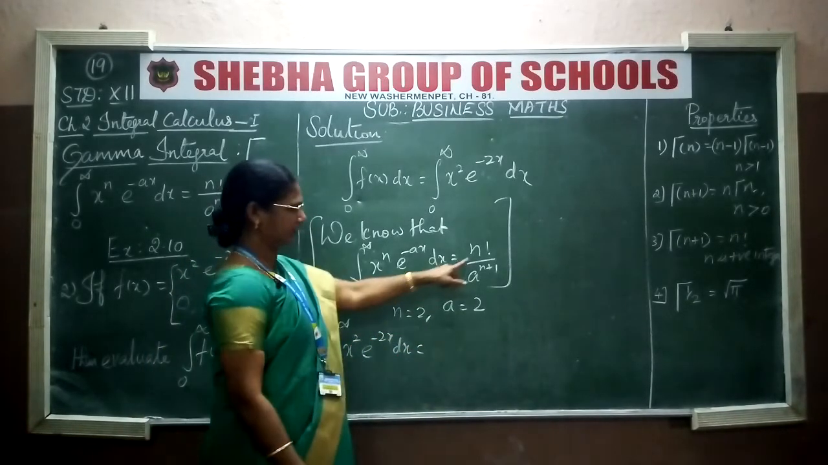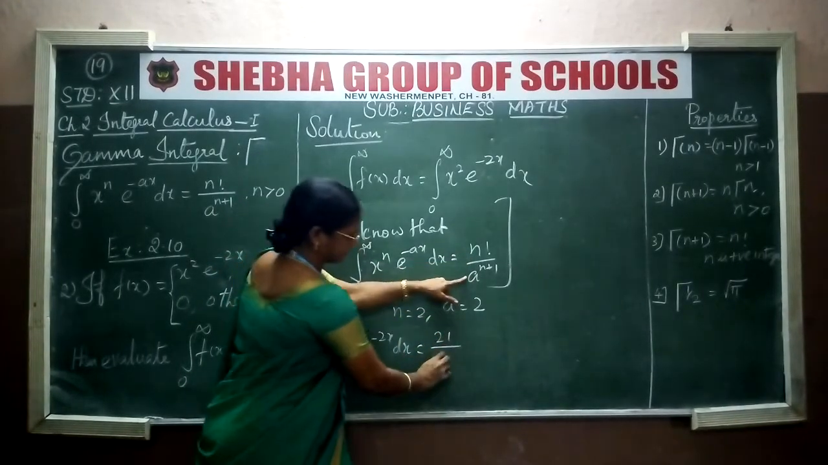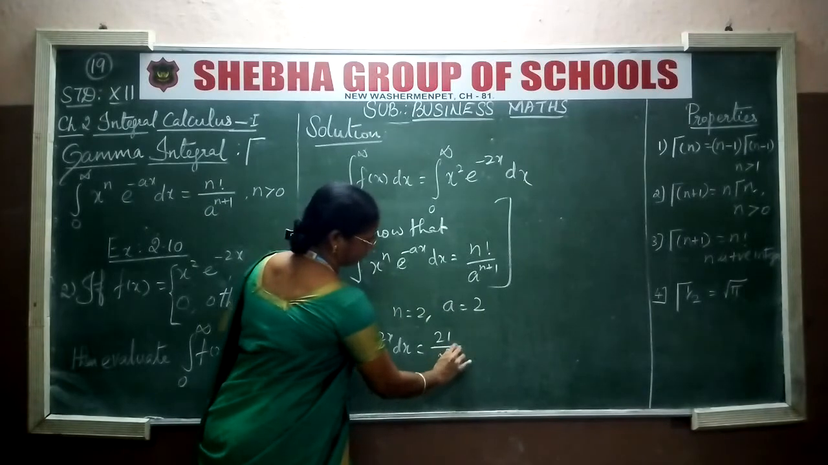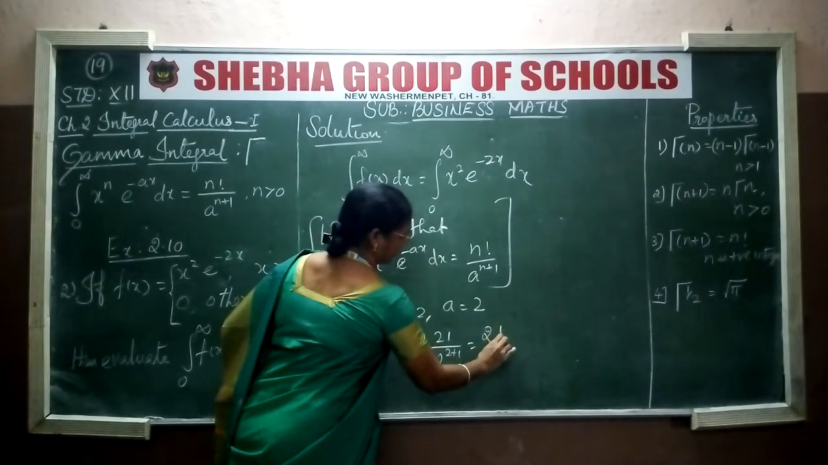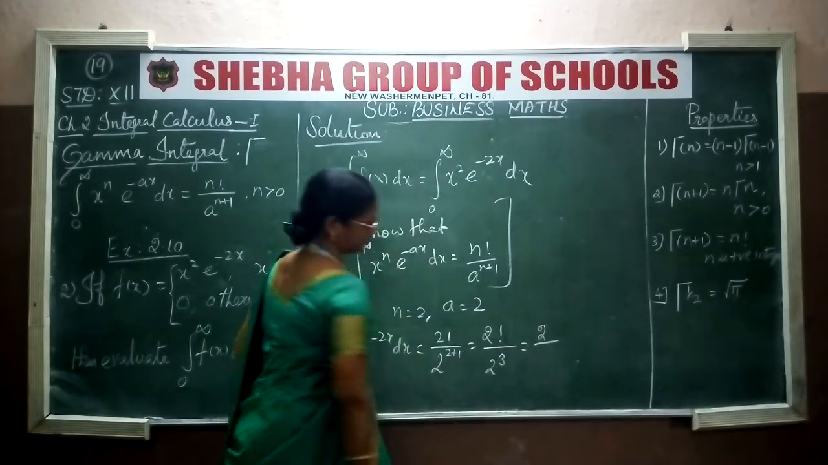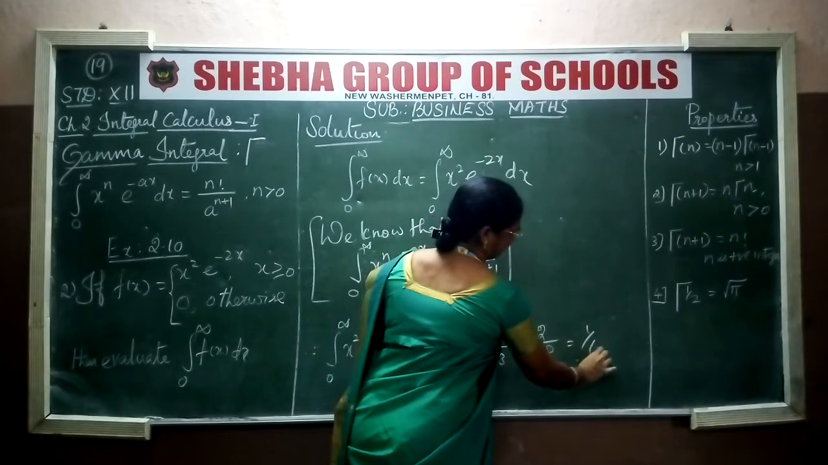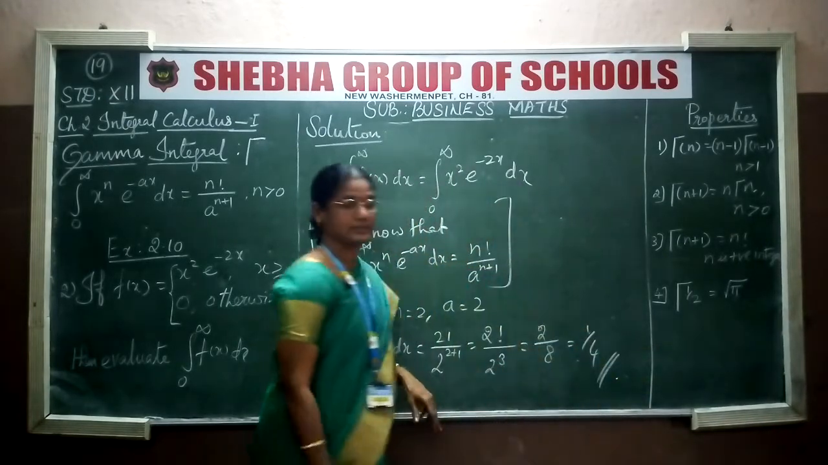So using this formula, we get integral 0 to infinity x power 2 e power minus 2x into dx equal to n factorial. Here n is 2, 2 factorial by a is 2, power n plus 1, 2 plus 1. So we get 2 factorial by 2 power 3. 2 factorial is 2 and 2 cube is what? 8. Cancelling we get 1 by 4. This is our answer.